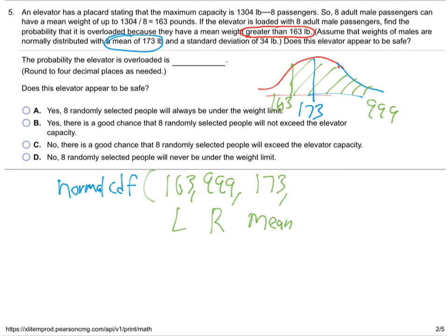173. And what do we do for the standard deviation? 30. What they say it is? Oh yeah, standard deviation, there it is. 34, yeah, 34, but you got to divide by the square root of how many people? 8 people, yeah. Yes. Is that making sense there? And then 9999 would be your reference.